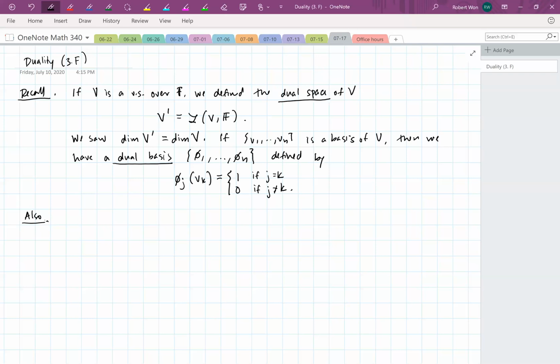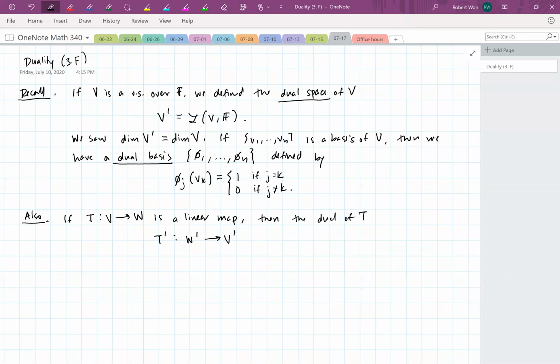Okay, so that's what it meant to take the dual of a vector space. Also, we saw that you could take the dual of a linear map. So if T is a linear map from V to W, then the dual of T, denoted T dual, is a map from the dual of W to the dual of V. So it's like the arrow flipped around when you took the duals.